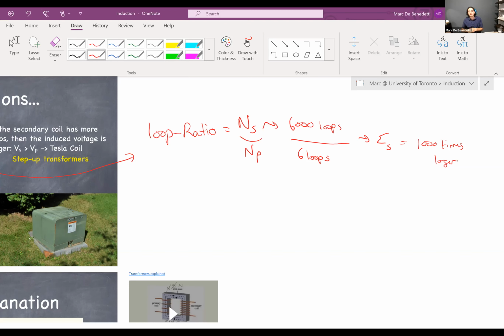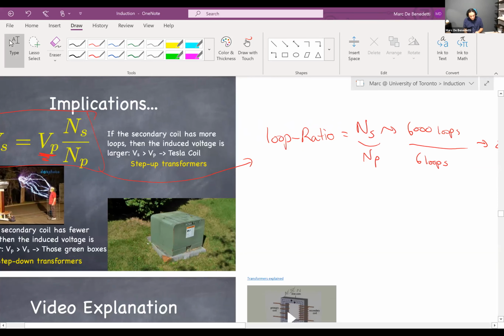So if you hooked up your wall outlet to a piece of wire, and you had 6 loops in that piece of wire, and then you had a nearby coil that had, say, 6,000 turns in it, then the voltage in that second loop is going to be 1,000 times larger. Instead of 120 volts, it's going to be 120,000 volts.